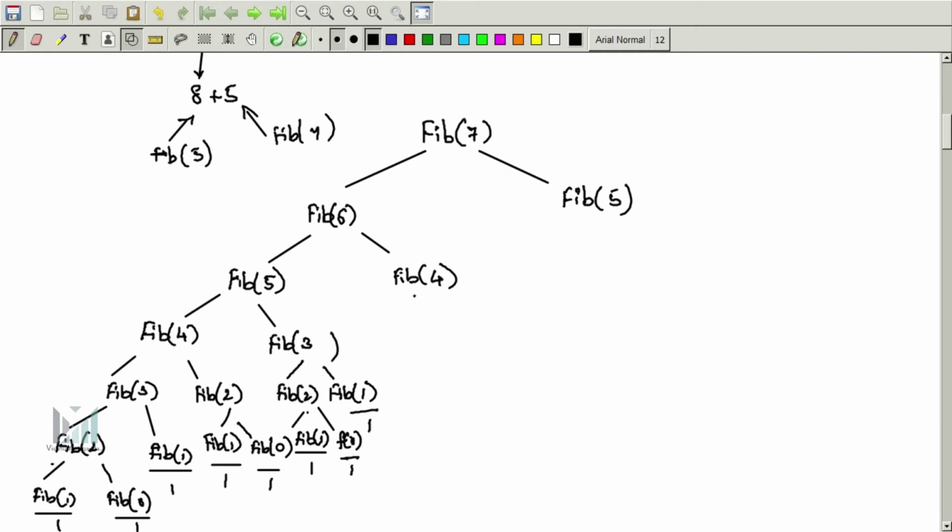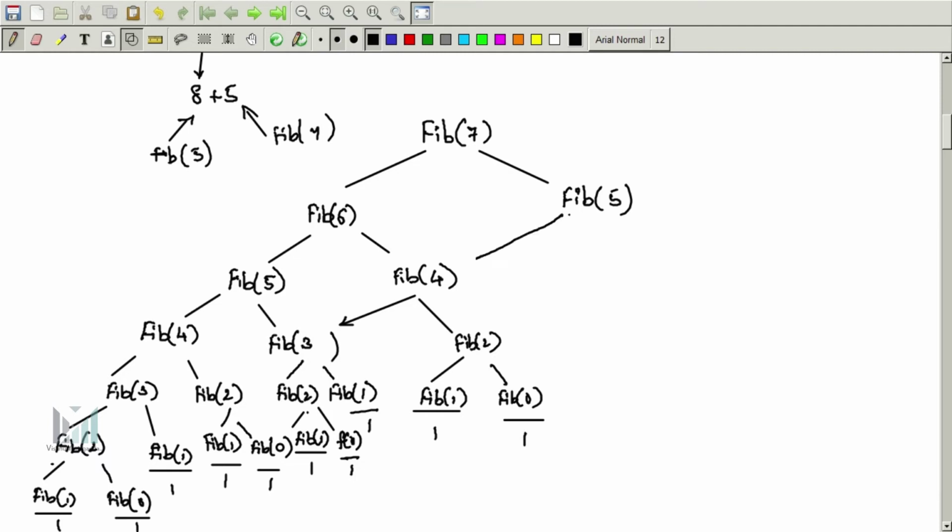Now this one will be expanded, fib of 4. The same thing will be expanded, fib of 3. So I am giving the same notation here. And fib of 5 will be expanded like fib of 3 and fib of 2, this one. Sorry, I should not forget this. This one will be fib of 1 and fib of 0. Fine. This one is 1 and this one is 1.